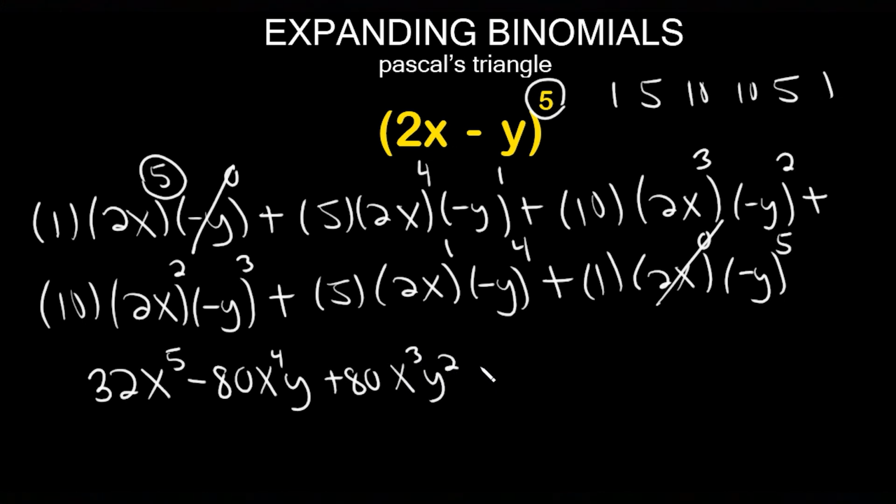Okay? Now moving on to the next part, you can see that I have this negative y cubed. That's going to remain negative. So the end result there will be a negative y cubed, right? Because my exponent is odd. So it's going to remain negative.